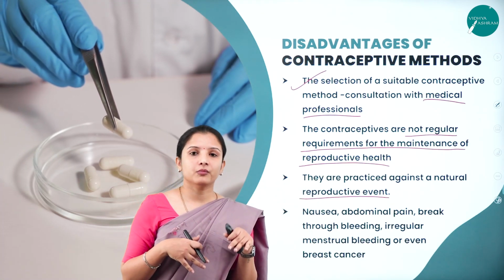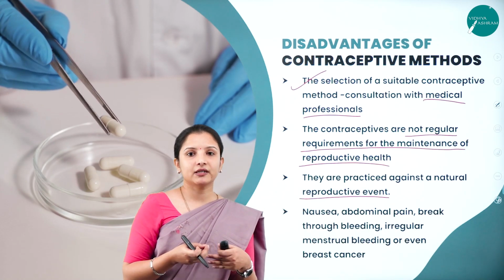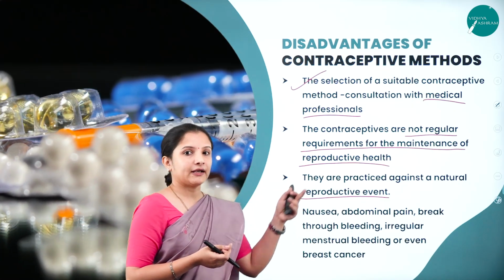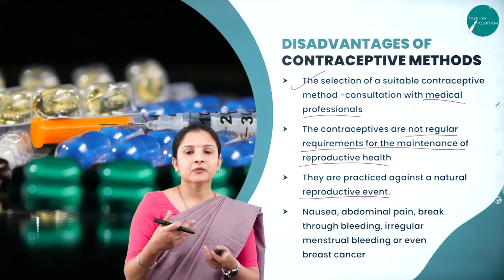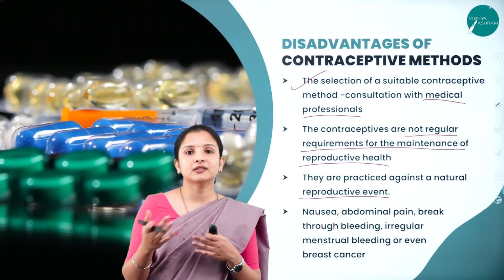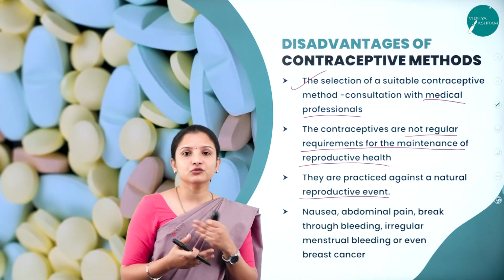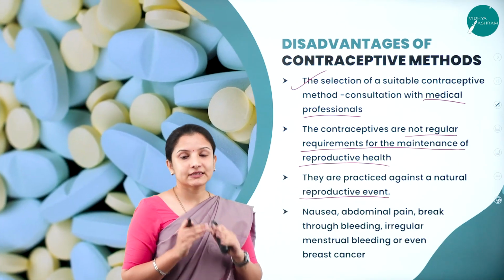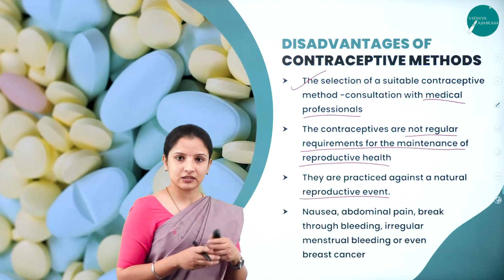Or sometimes, because of something, the woman may become pregnant, or she may conceive, and she may decide after 2 months, I don't want to have the baby because of some reason. At that time, she'll just go to a medical practitioner. She may bribe him or something, and she may use the contraceptive method without the consultation of a medical professional. That is, people will start misusing the contraceptive method sometimes. So that is one of the biggest disadvantages of contraception, wherein they are practiced against the natural reproductive event.